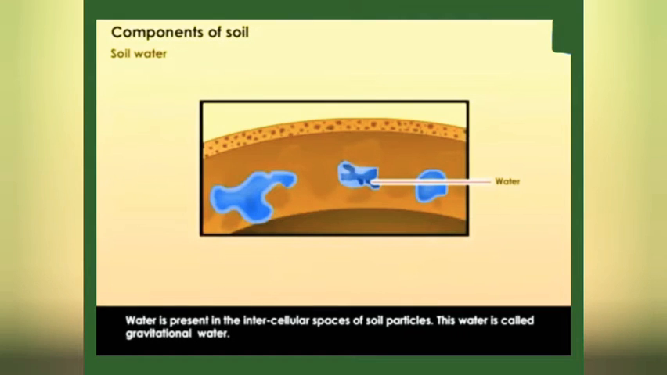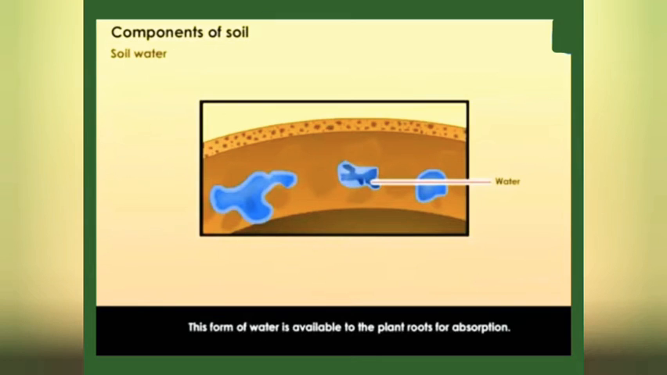Soil water. Water is present in the intercellular spaces of soil particles. This water is called gravitational water. The water held between the soil particles due to capillary action is called capillary water. This form of water is available to plant roots for absorption.